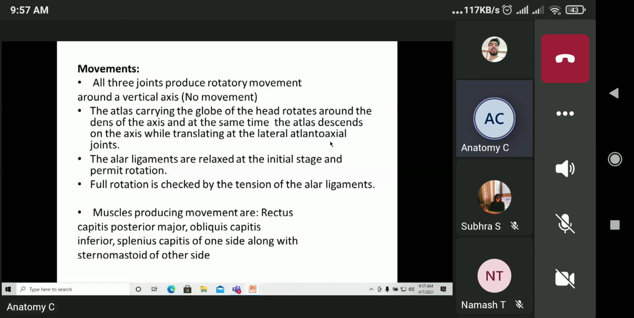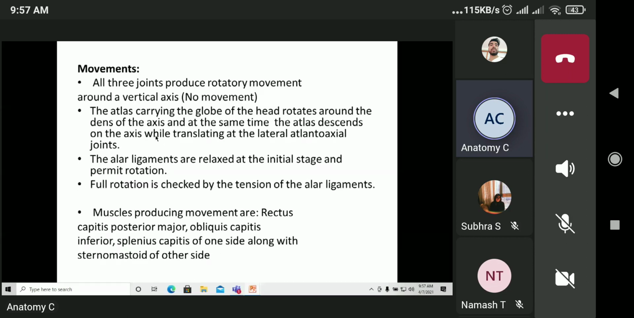So all three joints produce rotatory movement around the vertical axis. I already told you this is the joint of no movement. The atlas, carrying the globe of the head, rotates around the dens of the axis. So C1 will rotate around the dens of the axis. At the same time, the atlas descends on the axis while translating at the lateral atlantoaxial joint. Just remember, the atlas will rotate around the dens of the axis.